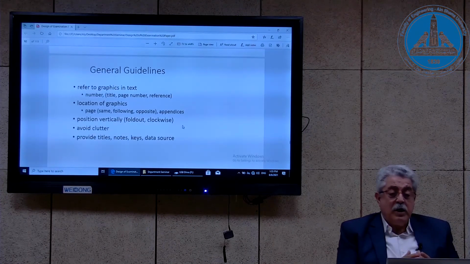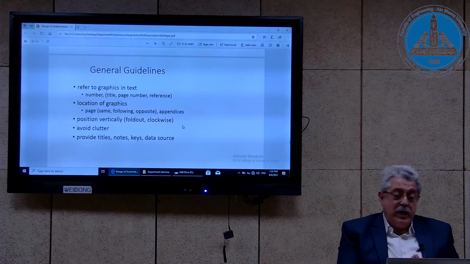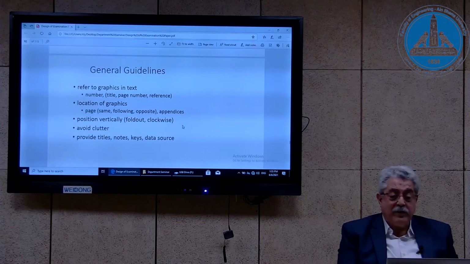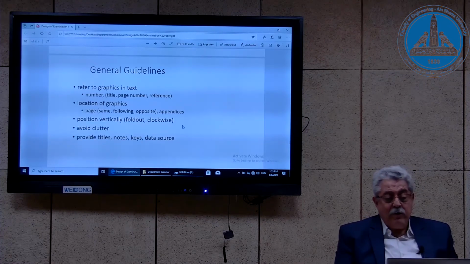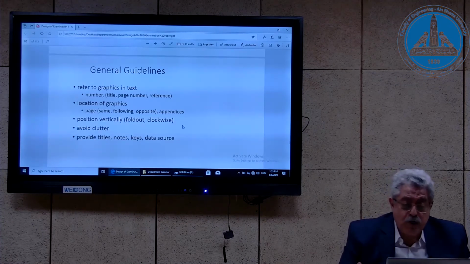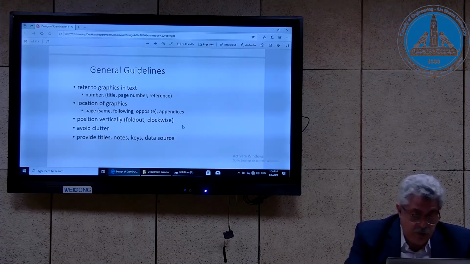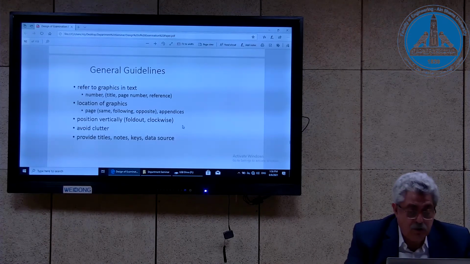There are general guidelines for using tables in text, and of course in examination papers we have to refer to graphics in text using number or title. It has to be on the same page. In general it has to be positioned vertically, and we have to avoid clutter. Clutter means very crowded text, and we have to provide titles, notes, keys and data source depending on the amount of information you want the student to know.